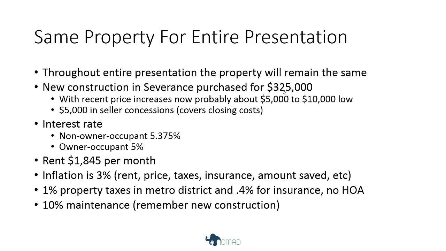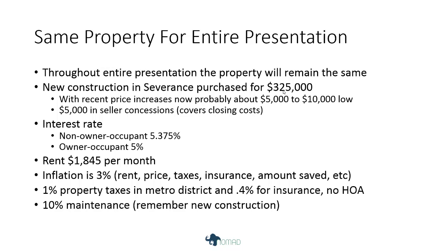The rent on this property, just had it rented by a property manager, they got $1,845. I bought one of these in February. My numbers are a little bit different because I bought it like last year, but it just got built in February. Rent is $1,845 per month. The inflation we're using for all of them is 3%, and that includes rent, price, taxes, insurance, the amount you save each month if we're going to do that, which I'll show you later. But all of those are basically inflation, 3%.